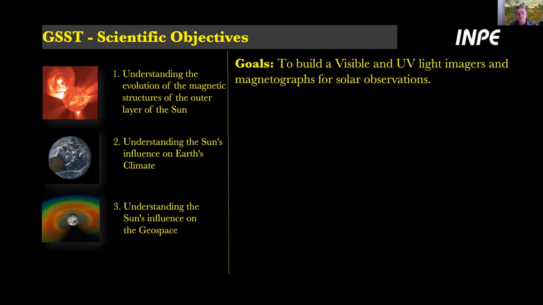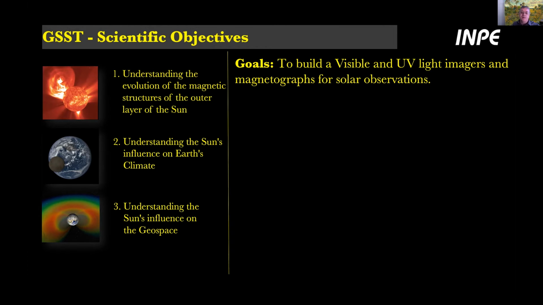Later on, we had the opportunity to realize a feasibility study for a solar observing mission that we call Galileo Solar Space Telescope. At that point, we proposed to have 3 scientific objectives. The first of all, understanding the evolution of the magnetic structure from the surface to the outer layers of the sun, connecting this to the evolution of the solar total and spectral irradiance, which affects the Earth's climate, is a central point of interest of our institute also.